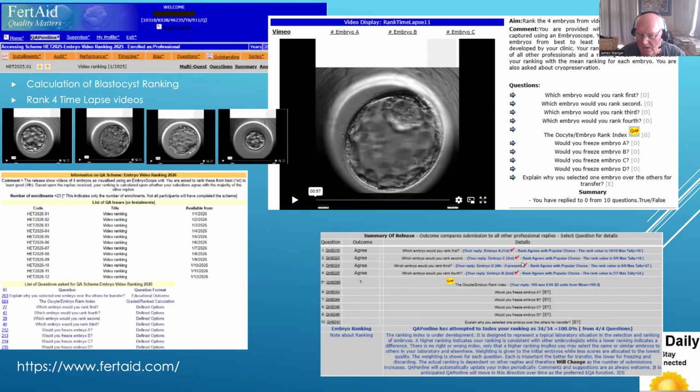most popular one. And then you can compute based on the relative value of each one a score, which I got 34 out of 34. 100%, aren't I clever? But the bottom line is you can then have a scoring system of trying to grade how you rank embryos compared to everybody else. And the more that you disagree with other people, the lower your ranking score is.